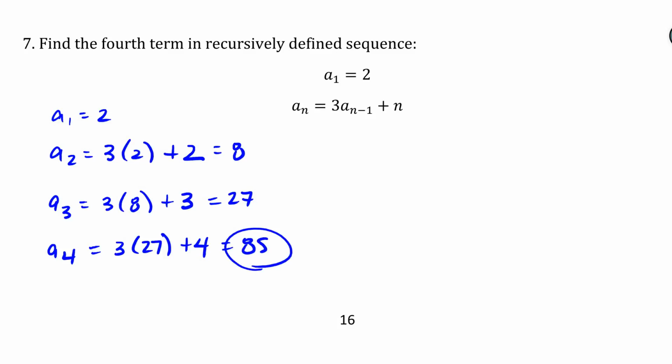And if you look at that pattern 2, 8, 27, 85, it's not geometric. There's no common ratio. It's not arithmetic. There's no common difference. It's just a sequence, right? There is a pattern here, which is why it's a sequence. It's just a recursively defined sequence.